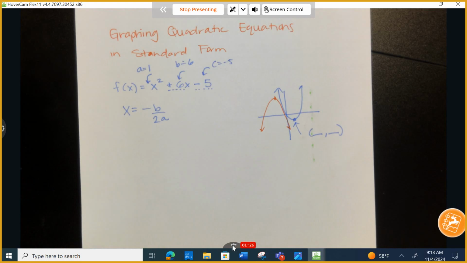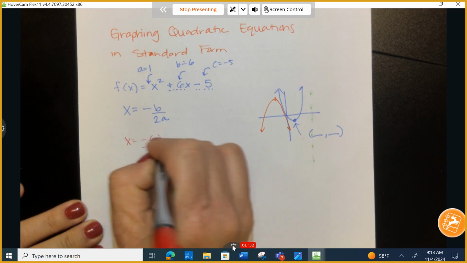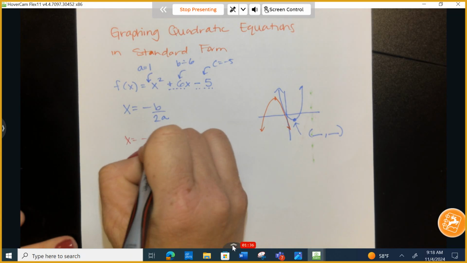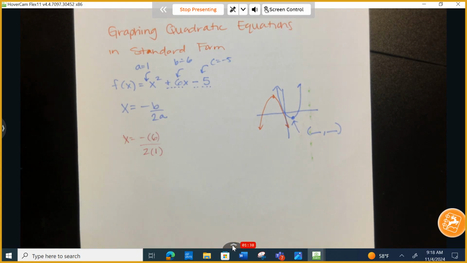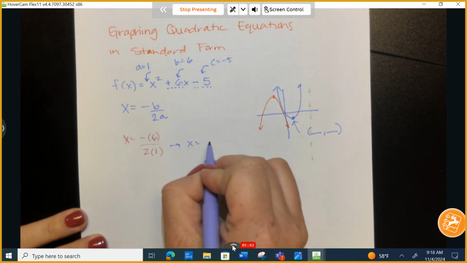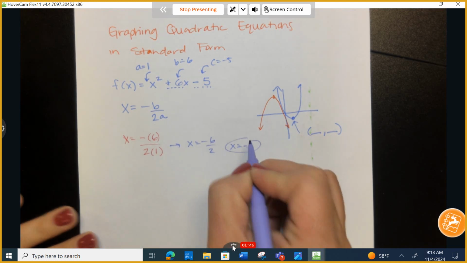So what I'm going to do at this point is substitute in those values for b and a. x equals, and I'm going to put in parentheses where I'm going to drop in the b and a. So b is positive 6 and a is positive 1. And then I'm just going to do the math. This becomes x equals negative 6 over positive 2, so x equals negative 3.